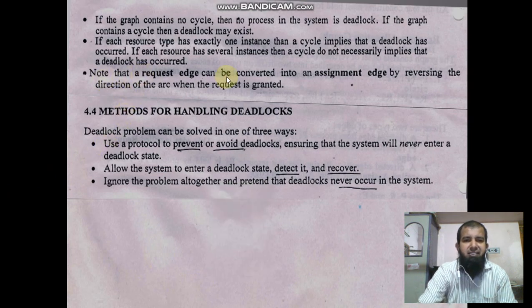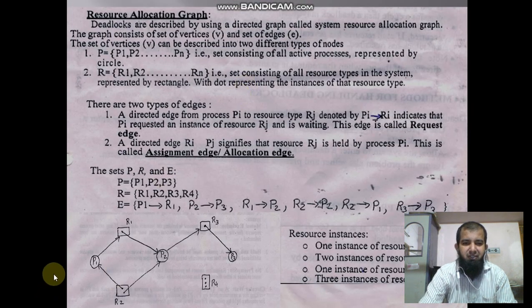Note that a request edge can be converted into an assignment edge by reversing the direction of the arc when the request is granted. If you change the direction of the request edge, it becomes an assignment edge.